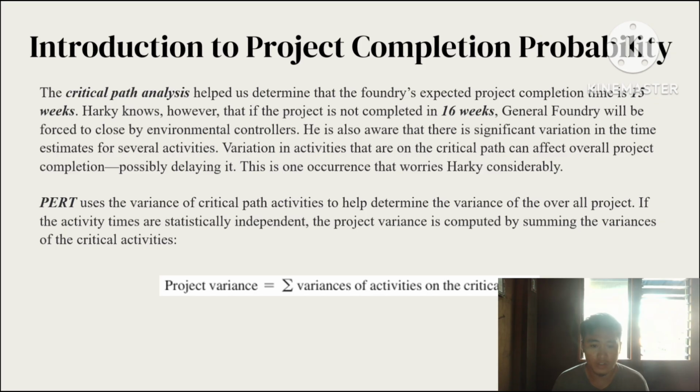So PERT uses the variance of critical path activities to help determine the variance of the overall project. If the activity times are statistically independent, the project variance is computed by summing the variances of the critical activities. So, it's a formula: project variance is equal to the summation of variances of the critical activities.